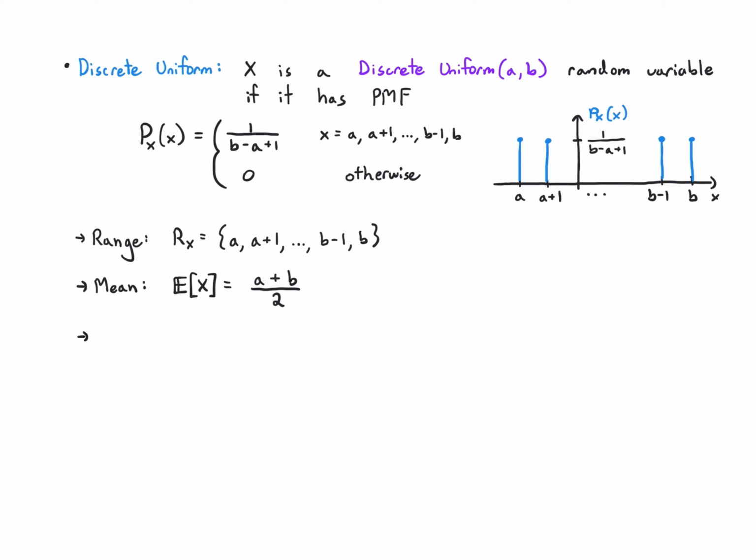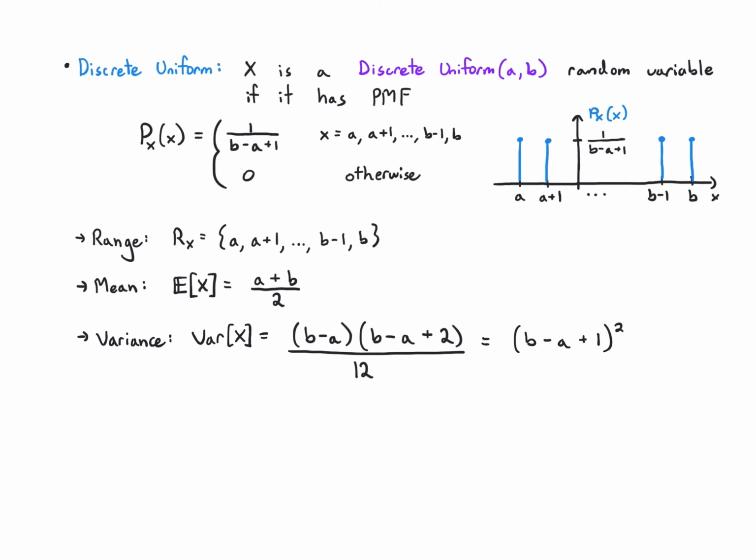So why do we define this random variable? Well, one reason is that the variance is kind of annoying to work out. You could do it, but here's a nice formula you can just use to simplify some of your work. So it's b minus a times b minus a plus 2 over 12, which is b minus a plus 1 squared minus 1 over 12. The interpretation is really just that the outcomes are equally likely to take values between a and b.